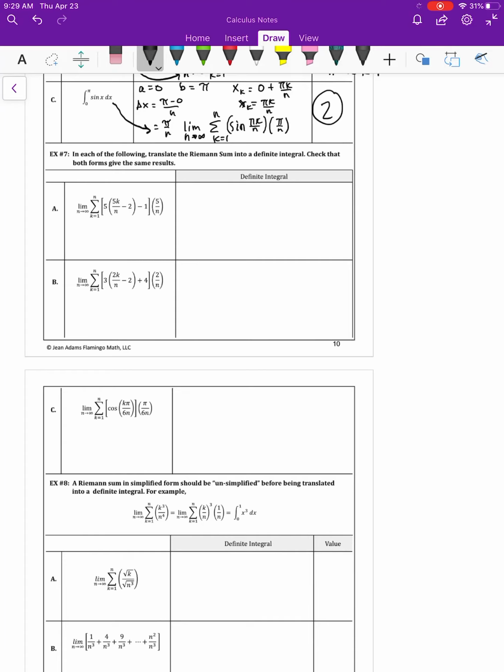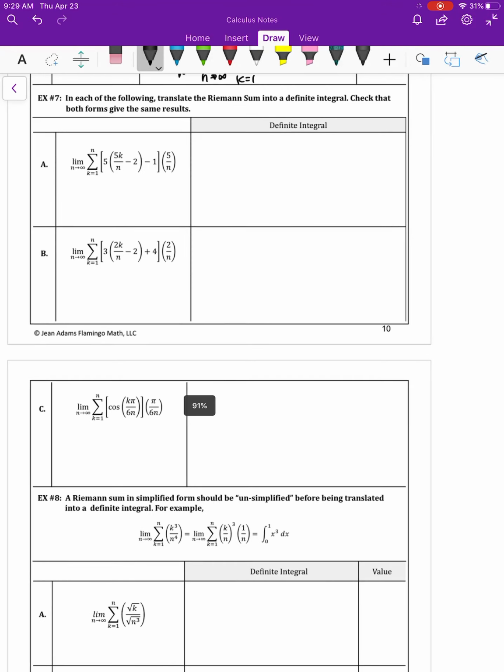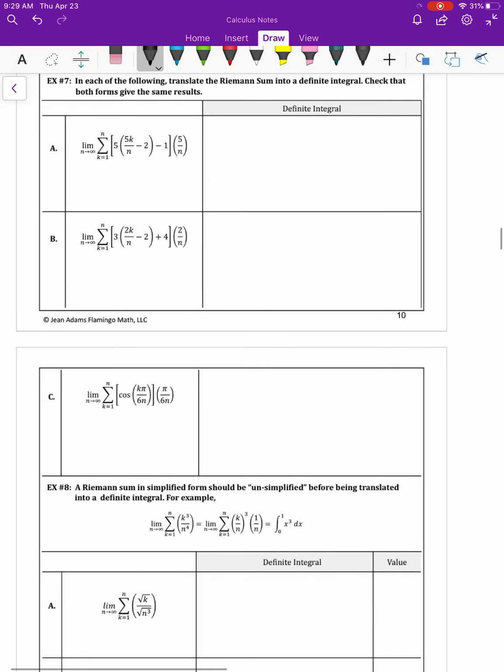And then we need a function. We need trig. We need sine of x. And then we type in our dx. And it looks like 2. So that one's 2. That's our value. Okay.